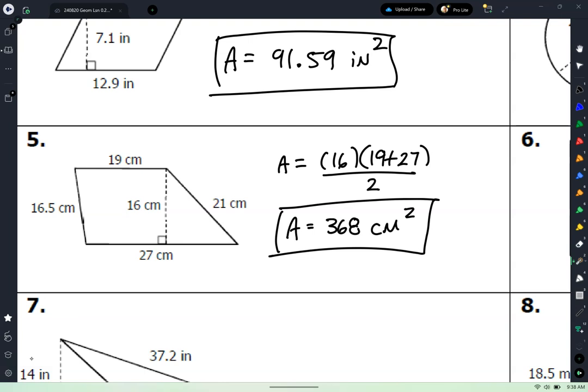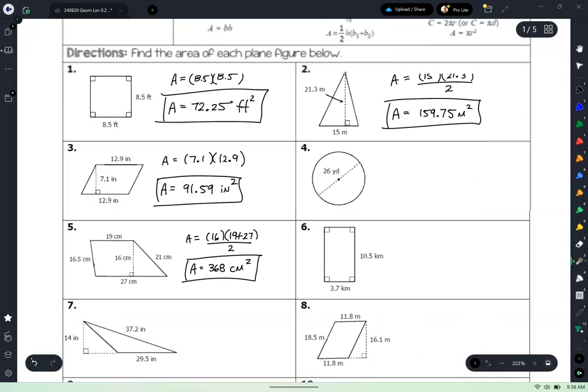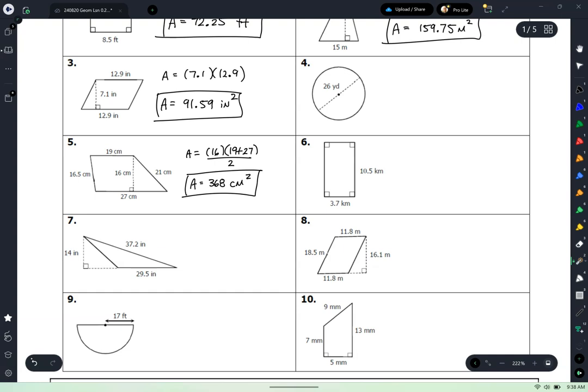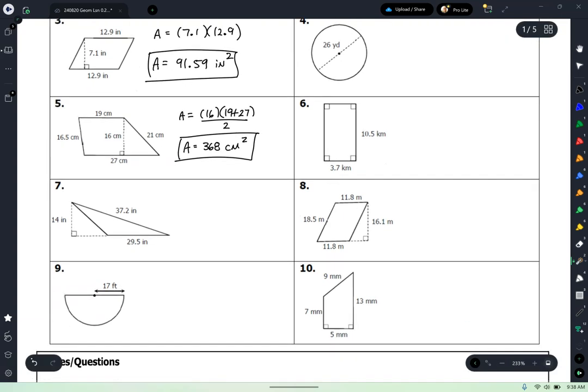Here's what I'd like you to do right now. I would like you to do 6, 7, 8, and 10. We're going to leave the 2 circle ones for a minute. I want you to do 6, 7, 8, and 10. Okay? You go ahead and do those.